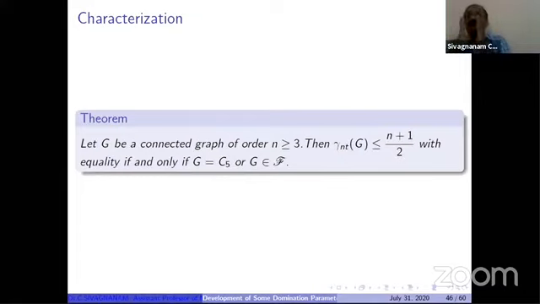Now, the first case. Let G be a connected graph of order n greater than or equal to 3. Then gamma nt of G is less than or equal to n plus 1 by 2, with equality. What is the meaning of this? Gamma nt of G equals n plus 1 by 2 when G is a cycle on 5 vertices or a subdivided star. Only two cases: one is the cycle on 5 vertices, or a subdivided star.